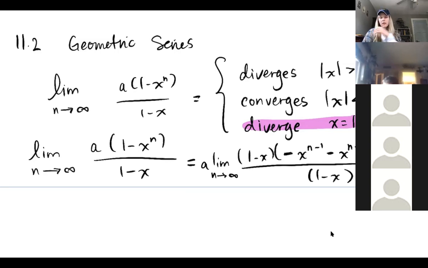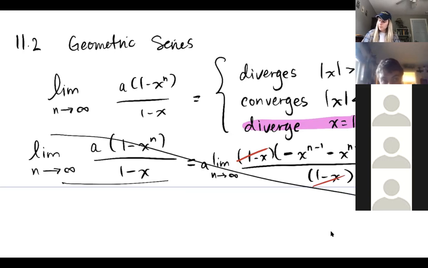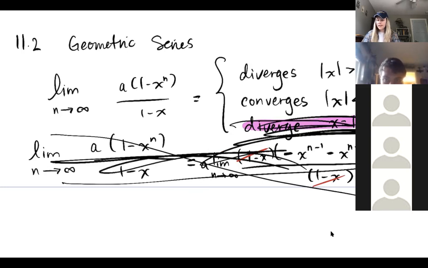In this computation, if x were 1, we technically shouldn't be able to cancel, but we're in a limit, so I'm going to cancel them. Now what's the limit as n goes to infinity if x equals 1? Wait, this is wrong. This is not the right way to do this. All right, starting over.